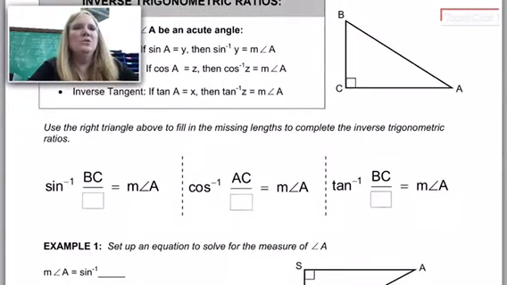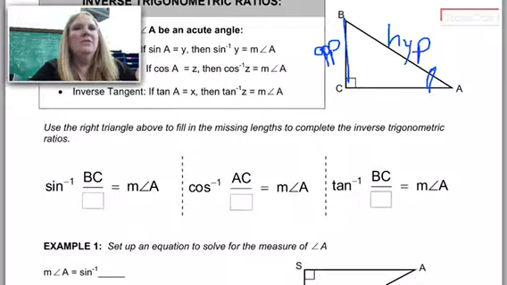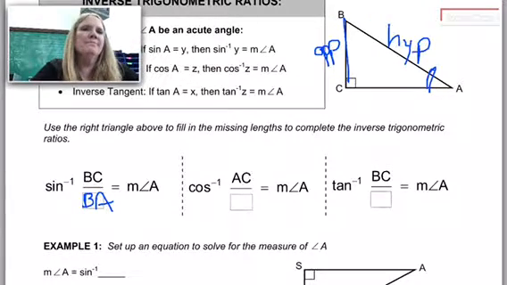If we're going to use this picture right here, we would say the inverse sine of BC over something. So here's angle A, sorry, we're looking at angle A. So the sine is opposite over hypotenuse. So that would be BC over BA is equal to the measure of angle A. Make sense?